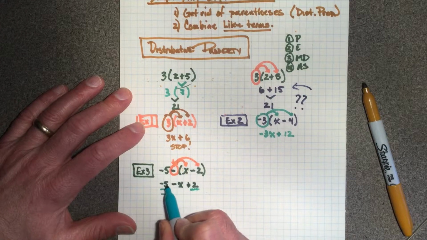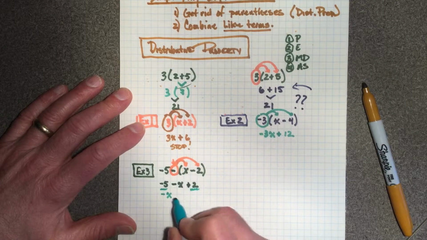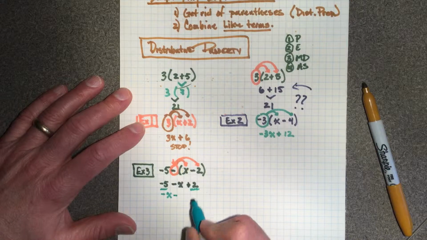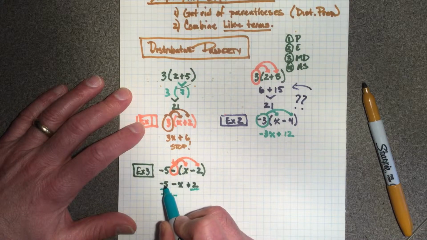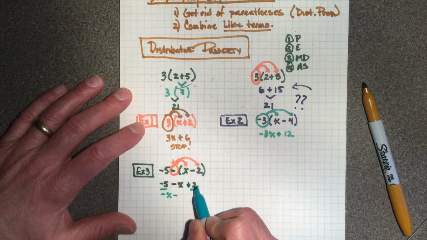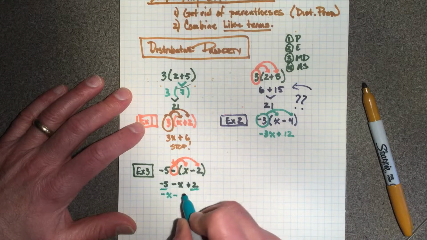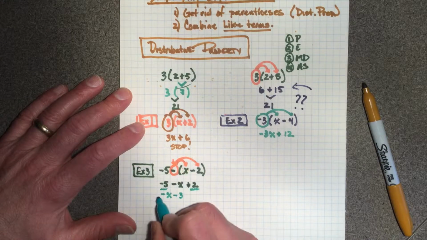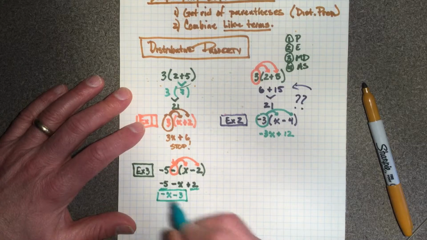Which are there more of? There's more negatives, so negatives are going to win the race. So my answer is going to be negative. And this is going to win the race by 3. Because remember, 2 positives cancel out 2 of these negatives. That means there's 3 negatives left. And now I don't have any more like terms, so that's as far as I can go.